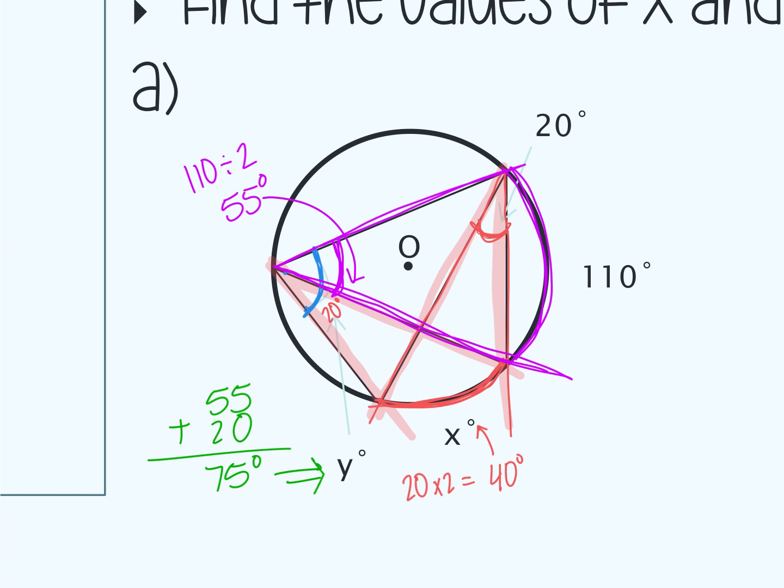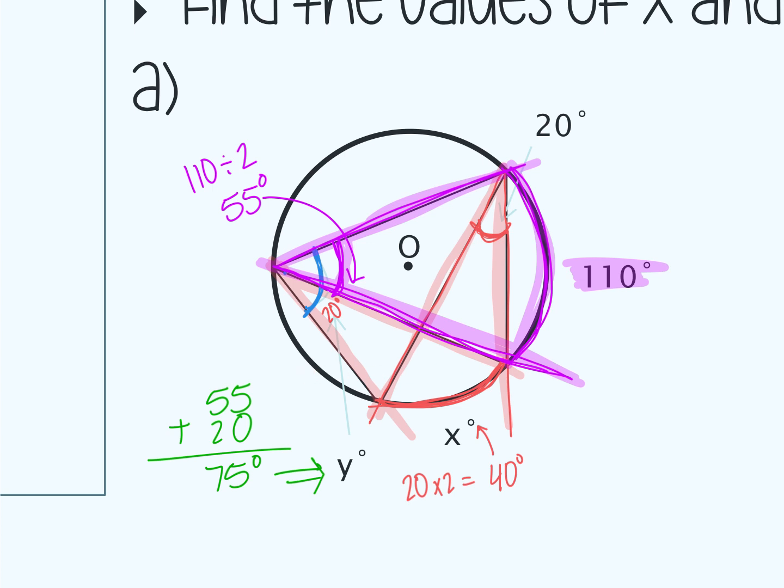Questions on A? Yes? Can you explain how you got 55 again? Yeah, so how I got 55 was I'm looking specifically at the angle that's in purple. And because they're giving me my arc, which is 110, I have to divide that by 2. So if I'm going from my arc to my angle, it's divided by 2. But if I'm going, for example, for the red, I went from my angle to my arc, I multiplied by 2. So there's a difference between whether I'm dividing by 2 or multiplying by 2. So you have to remember which one's which.